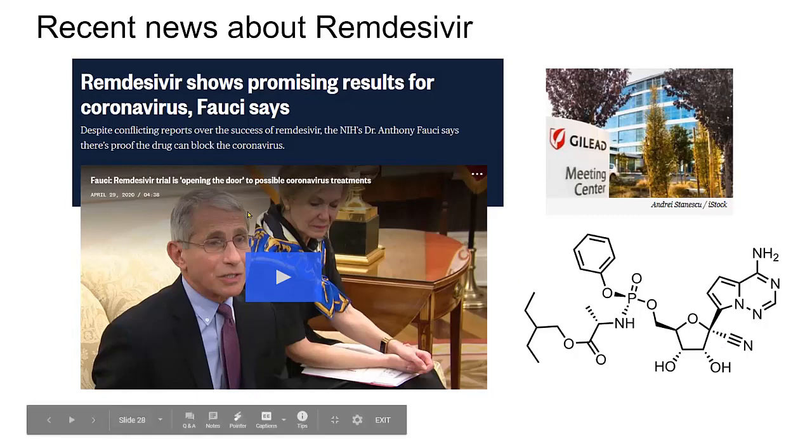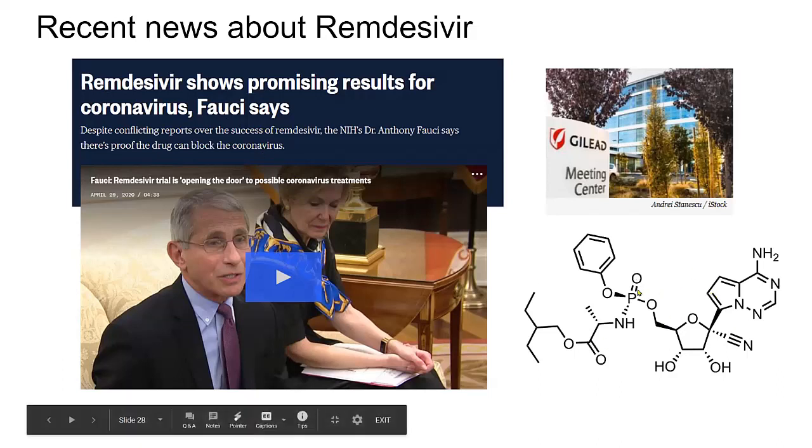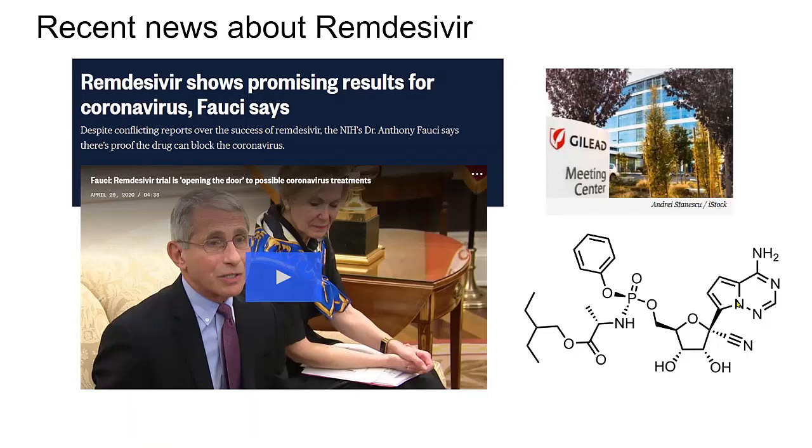I should clarify. Yeah, it worked. It made it so people were severely ill for 11 days instead of 15 on average, which is good. It's helping. But still 10% of the people who got this drug died. So it's not a miracle cure, but perhaps it is the first step to saying, okay, well, if that works a little bit, maybe this will work better, or maybe it's a combination.